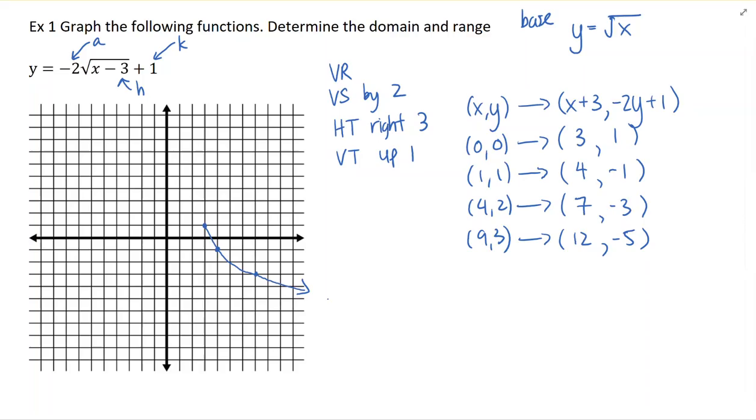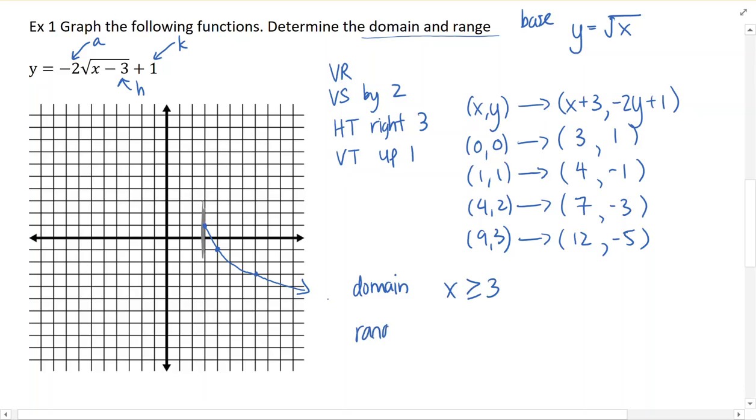We're not done yet because we still need to figure out our domain and range. Domain, again, is x values. The x values start from 3 and can be anything bigger than 3. So the domain will be x is anything bigger than 3. So x must be greater than or equal to 3.